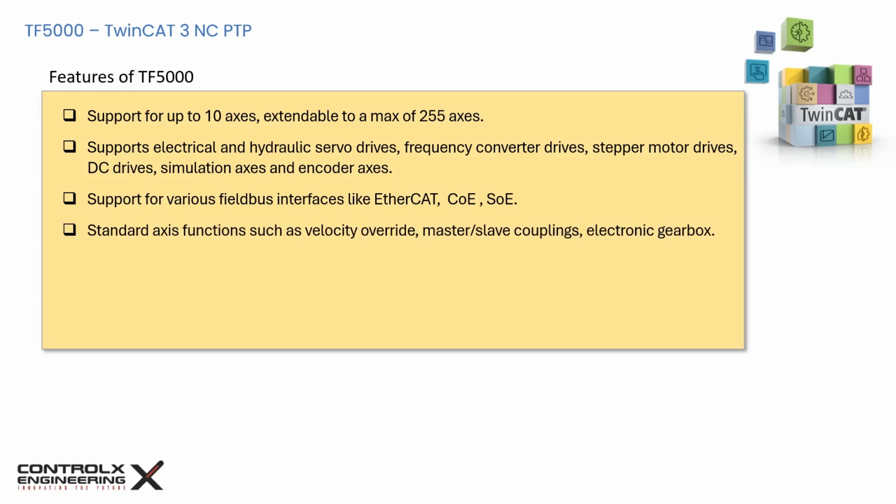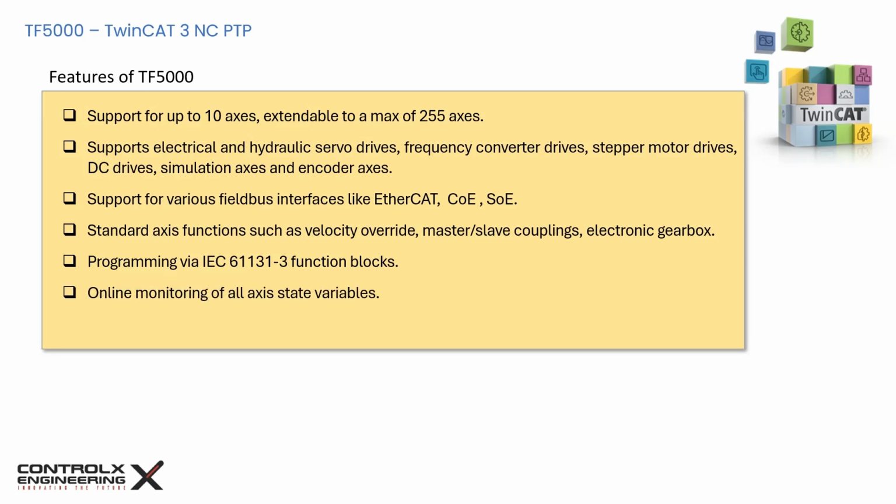It has standard access functions such as velocity override, master-slave coupling, and electronic gearboxes. Programming can be achieved via PLCopen compliant IEC 61131-3 function blocks. Online monitoring of all axis state variables such as set points, control values, and much more. Configuration of all axis parameters such as measurement system, drive parameters, and position controller. In addition, the NCPTP function also includes gearing, camming, superposition, flying saw, and much more.